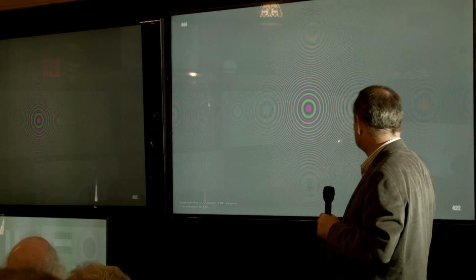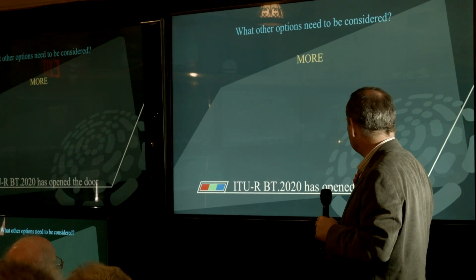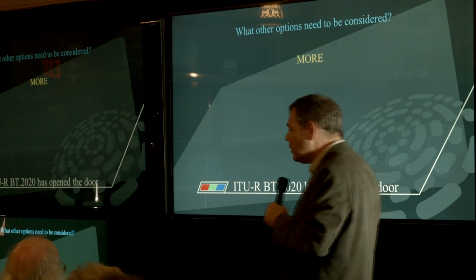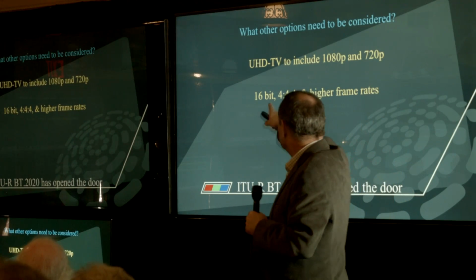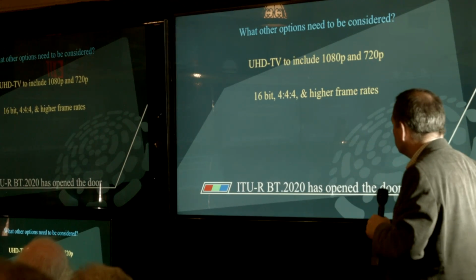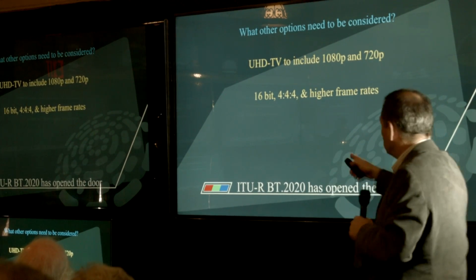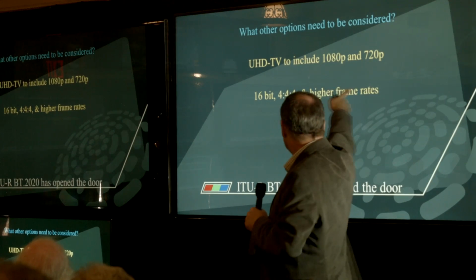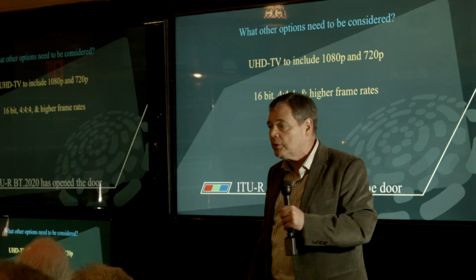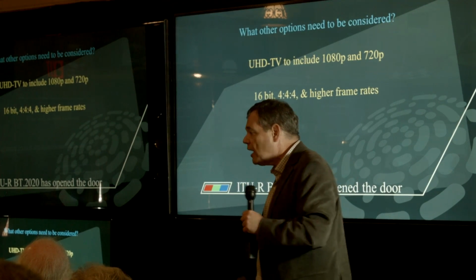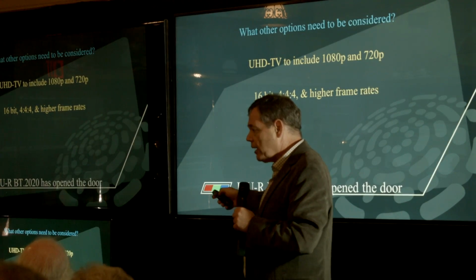So, and we'll not talk about resolution, but the name of the game in Hollywood is more, better, faster frame rates, so more meaning higher resolution. Anyway, what we want for UHD is we of course want it to include 1080p and 720p so that everybody gets to experience UHD, not just people who go out and buy brand new sets.